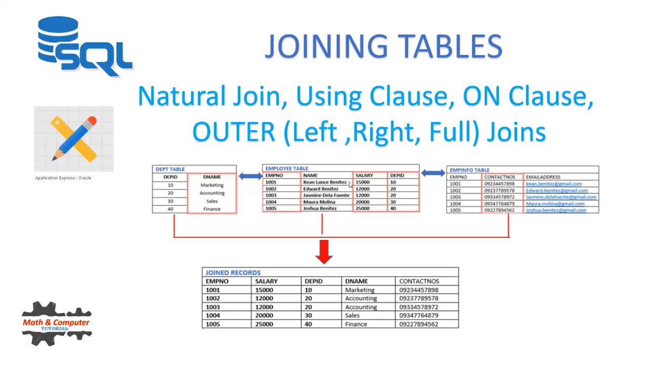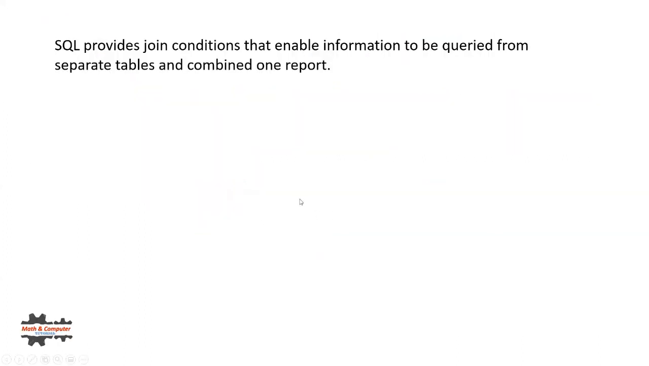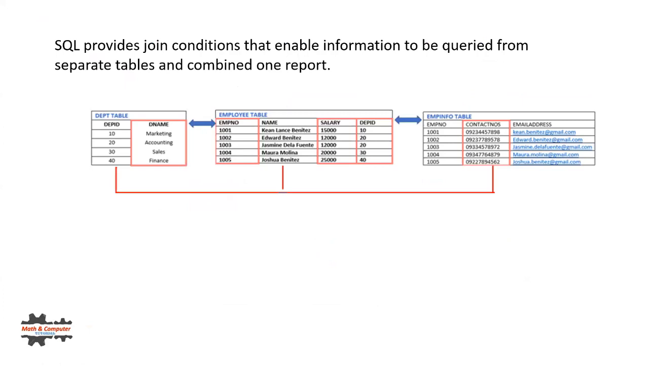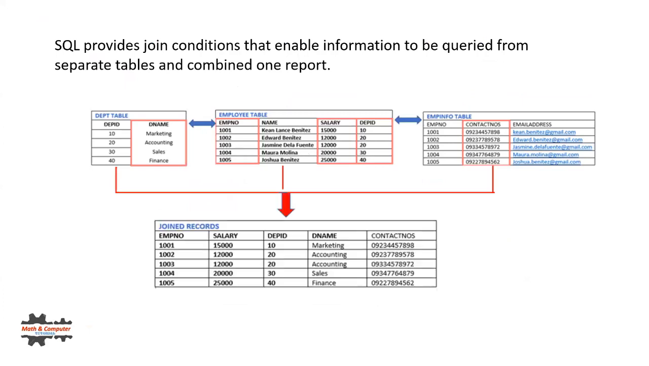Hi, for today's video, I will discuss joining tables using SQL natural join, using clause, and outer joins like left, right, and full joins. SQL provides join conditions that enable information to be queried from separate tables and combined into one report.